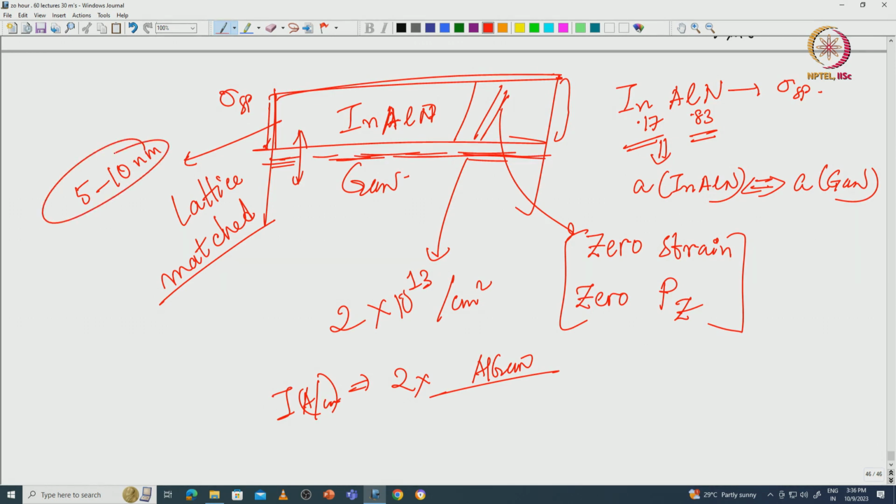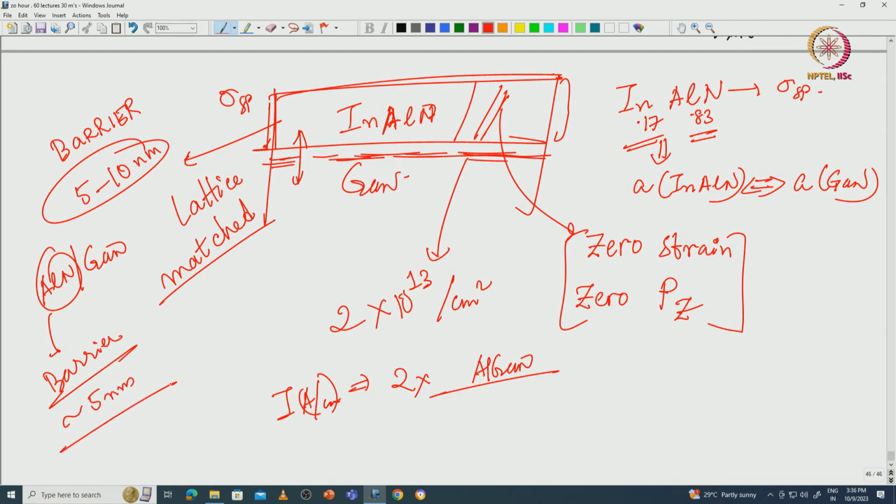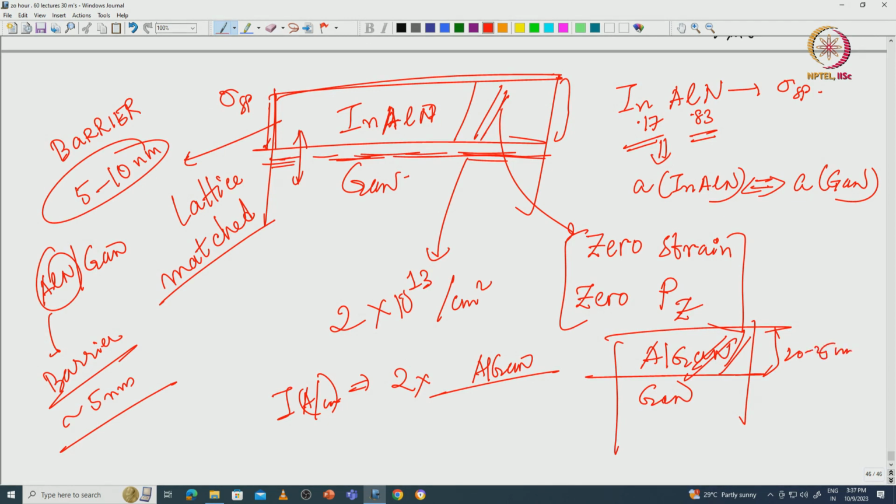This is the barrier, the top is called the barrier, right. So, the barrier layer is only 5 to 10 nanometer. In case of AlN GaN, we saw in the previous slide, the top barrier layer is about 5 nanometer. However, for the traditional AlGaN-GaN, the top barrier layer is about 20 to 25 nanometer, and you will see that for high speed RF devices in many instances, such a thickness of 20 to 25 nanometer may not be very good.